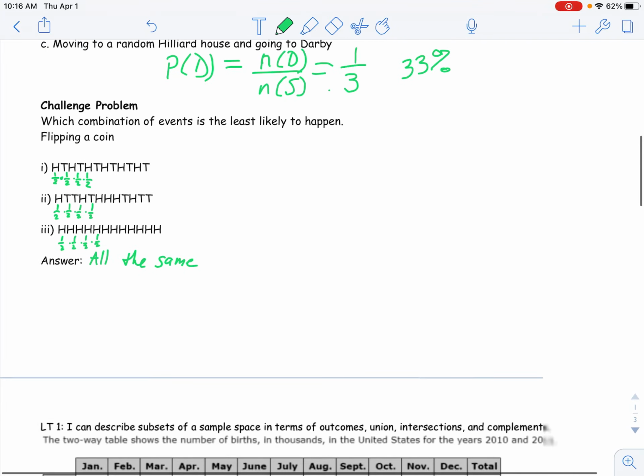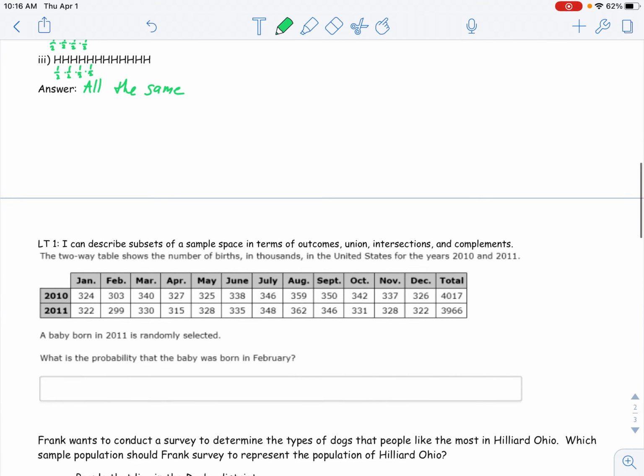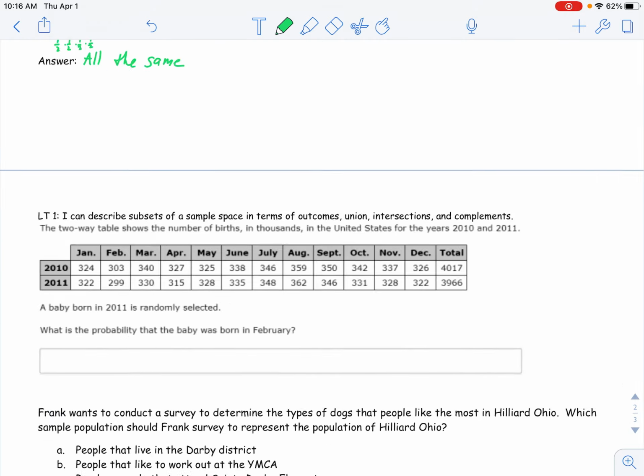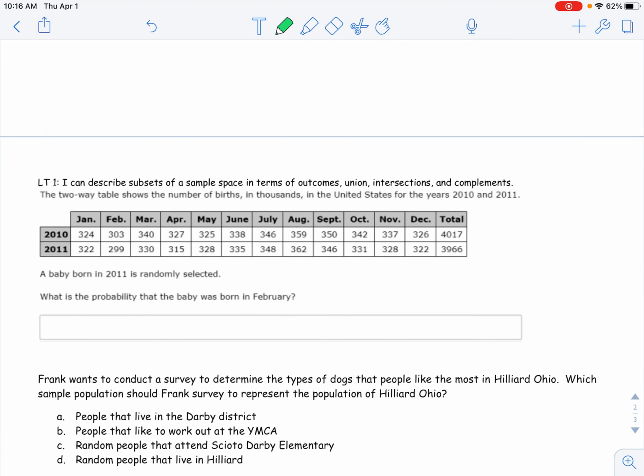Crazy to think about. All right, and then we got a two-way table, and we're going to interpret some information. The two-way table shows the number of births in thousands in the United States from the years 2010 to 2011. A baby in 2011 is randomly selected. So we're only focused on this column. What is the probability that the baby was born in February?